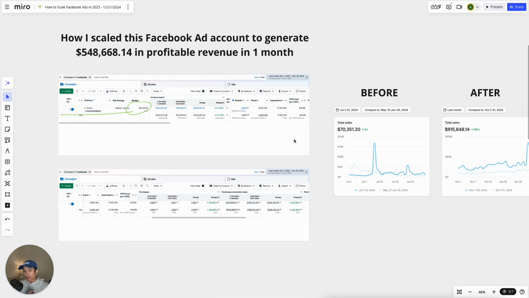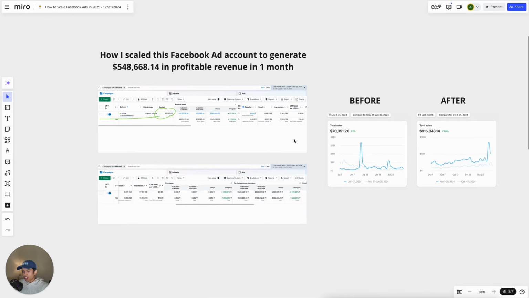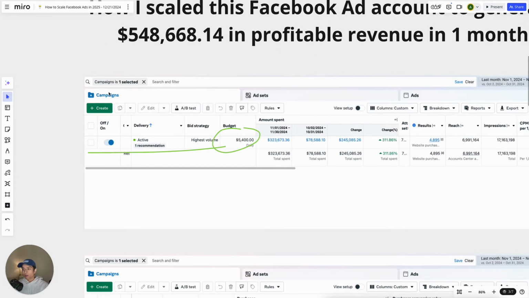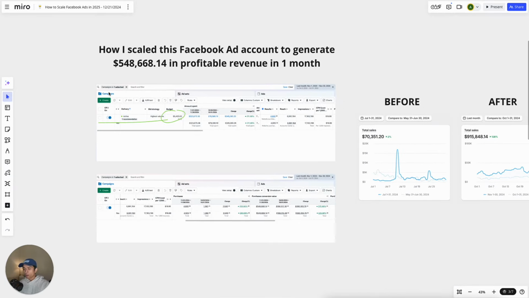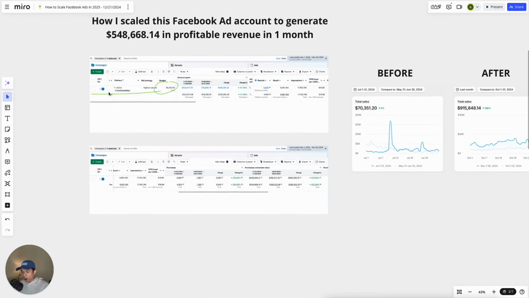Otherwise, make sure you stick around to the end, and let's go ahead and dive in. So we're going to talk through, as I mentioned, how we scale this Facebook ad account to this revenue target and basically triple their ad spend profitably. And I'm going to walk through how you can basically do this for your brand as well.